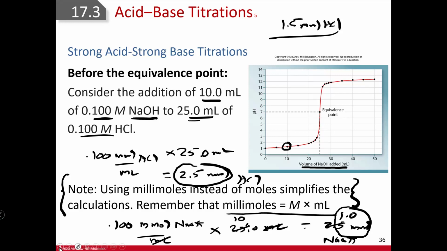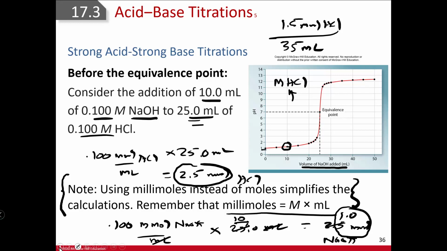And then watch what happened to the total volume. You had 25 milliliters of hydrochloric acid. You added 10 milliliters, so that makes the total volume 35 milliliters. And then you could make that into a concentration, 1.5 divided by 35, and that would give you the molarity of the hydrochloric acid. And you could take the negative log of the hydrogen ion concentration, and that's how you would get that number there, the pH slightly larger than 1.0.